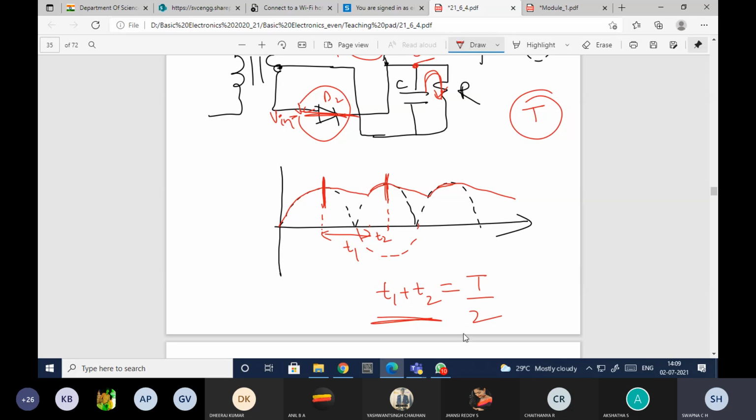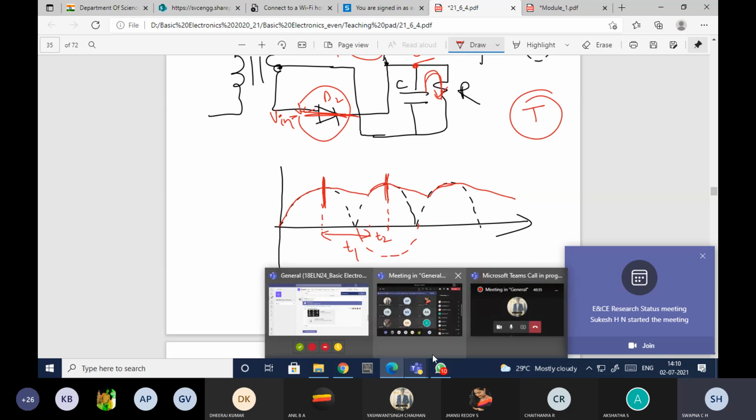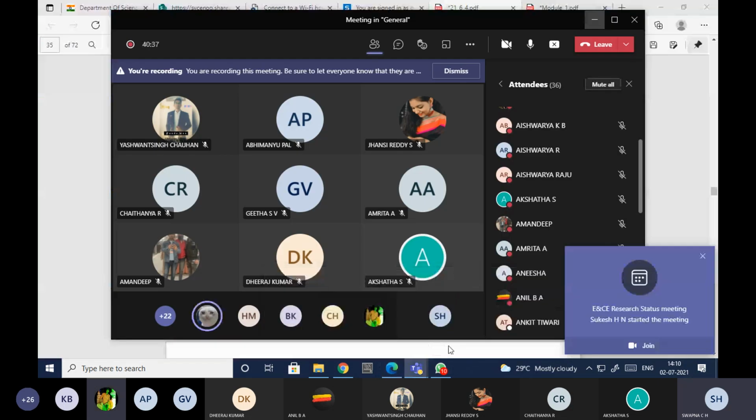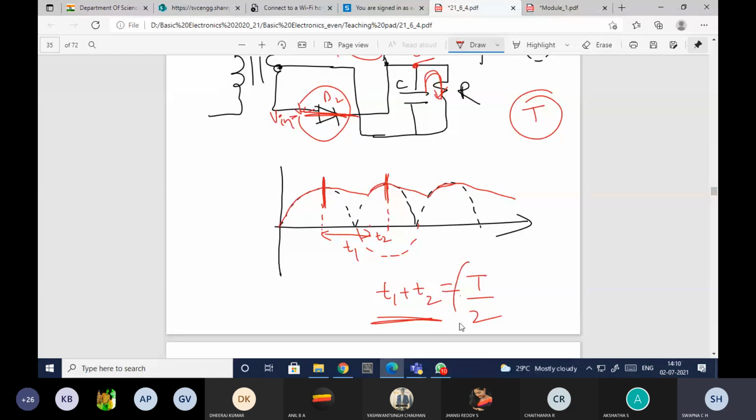Can you tell me, who is this? Who has answered me? Karthik? Who is that? Kaustubh. Tell me, Kaustubh, how is it T by 2? Ma'am, 2 T half by 2 waves. That is right. Yes, ma'am.